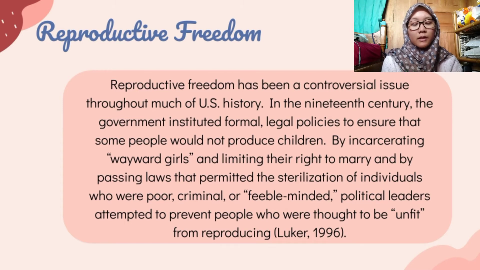history. In the 19th century, the government instituted formal legal policies to ensure that some people would not produce children by incarcerating wayward girls and limiting their right to marry and by passing laws that permitted the sterilization of individuals who were poor, criminal, and feeble-minded. Political leaders attempted to prevent people who were thought to be unfit from reproducing.